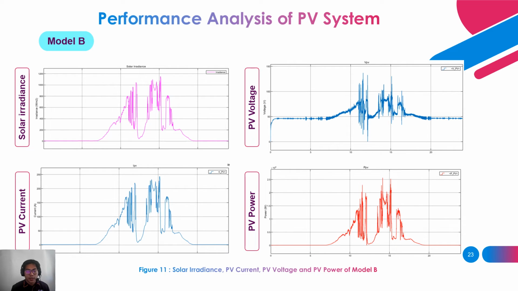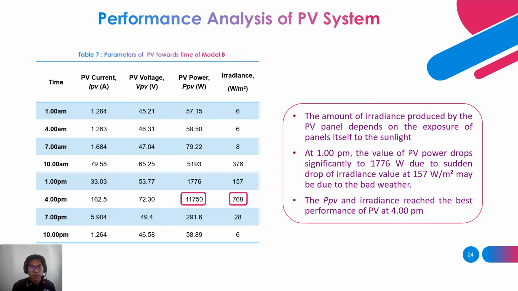At around 12:30 PM, the value of irradiance suddenly drops from above 1000 watt per meter squared to below 100 watt per meter squared, and it lasted about 30 minutes. Once again, the value drops at 3:30 PM, but this time it is between 100 to 200 watt per meter squared. The amount of irradiance received by the PV panel depends on the exposure of the panel itself to the sunlight. At 1 PM, the value of PV power dropped significantly to 1776 watts due to a sudden drop of irradiance value to 157 watt per meter squared, maybe due to local bad weather. The PV power and irradiance reached the best performance of PV at 4 PM.